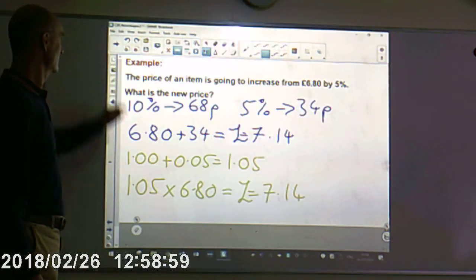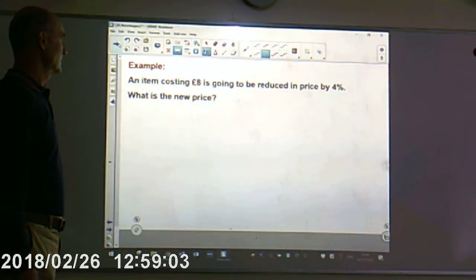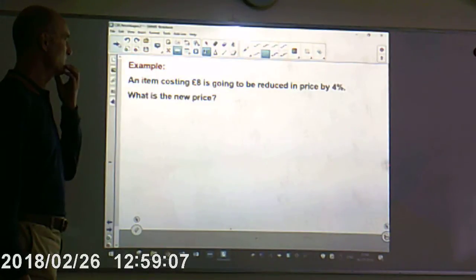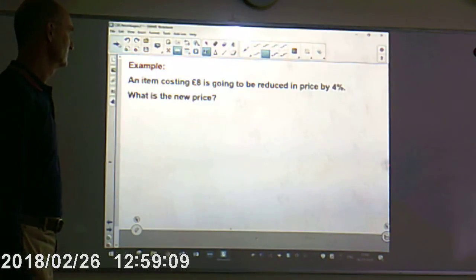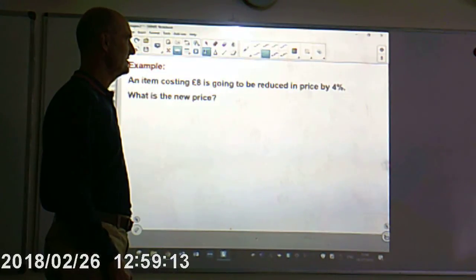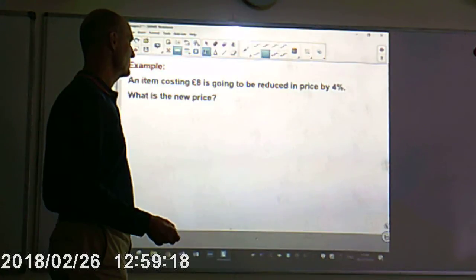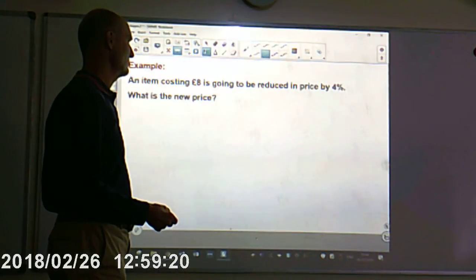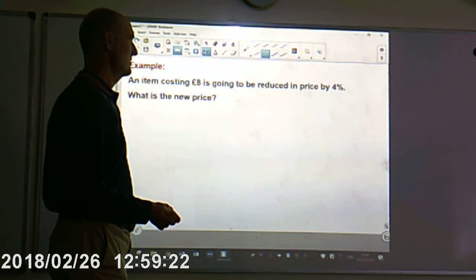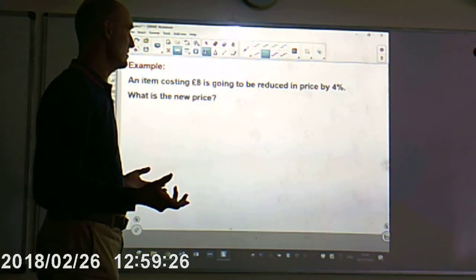Okay, so a new example. An item costs £8, but it's going to be reduced in price by 4%. So really, we're starting to get into numbers that are not particularly easy for us to deal with. We could still deal with it just by taking what's 1% of £8 and then working out what 4% is. Let's just go for a multiplier straight away.